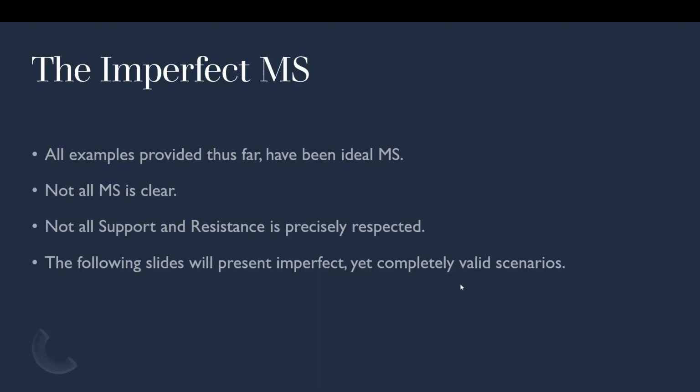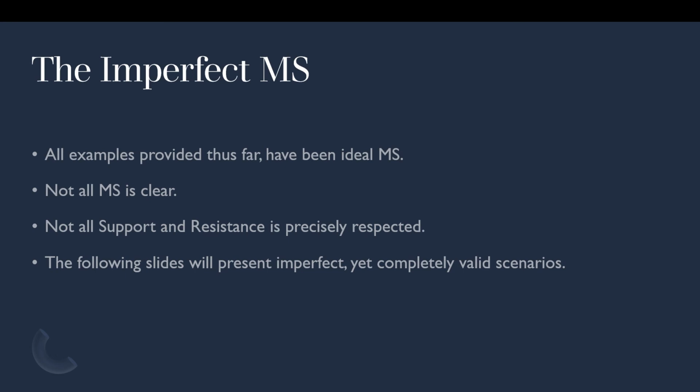So the imperfect market structure, this is what I have to cover because everything so far looks pretty easy. Well, it's not always perfect, and that's where your stop loss placement is going to be important, your risk management is going to be important, and your understanding of how market structure actually shifts, because you can have breaches of these zones, these support and resistance, yet you still haven't changed market structure. So that's going to be our example here.